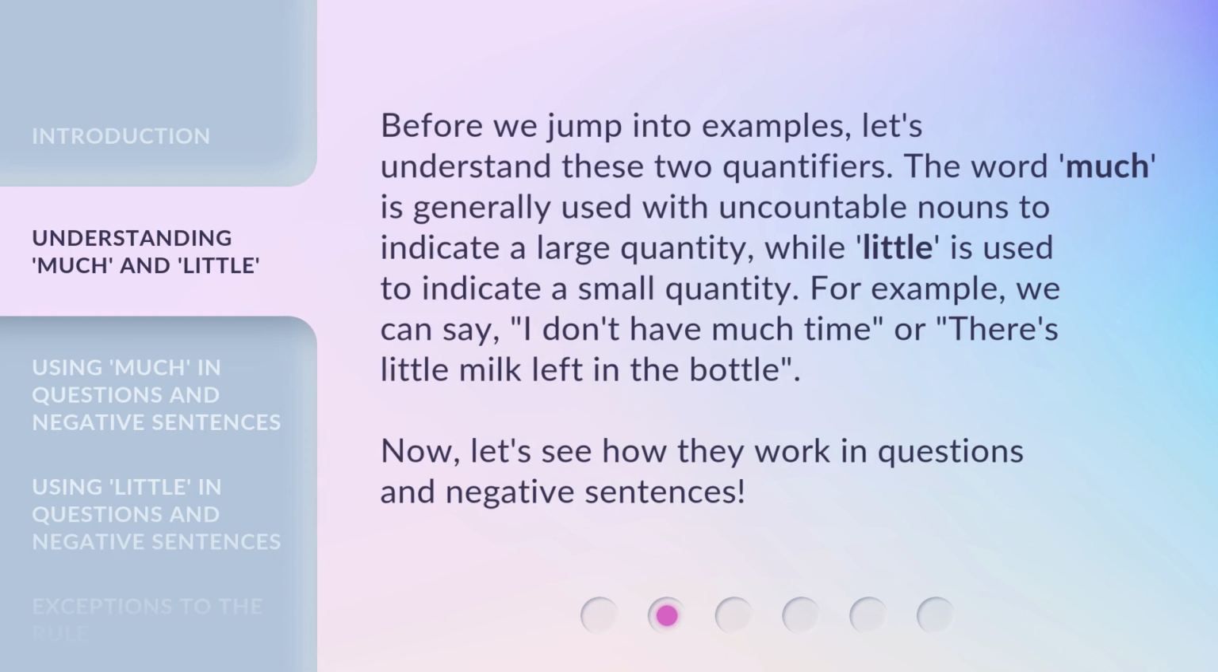Before we jump into examples, let's understand these two quantifiers. The word much is generally used with uncountable nouns to indicate a large quantity, while little is used to indicate a small quantity. For example, we can say, I don't have much time, or there's little milk left in the bottle. Now, let's see how they work in questions and negative sentences.